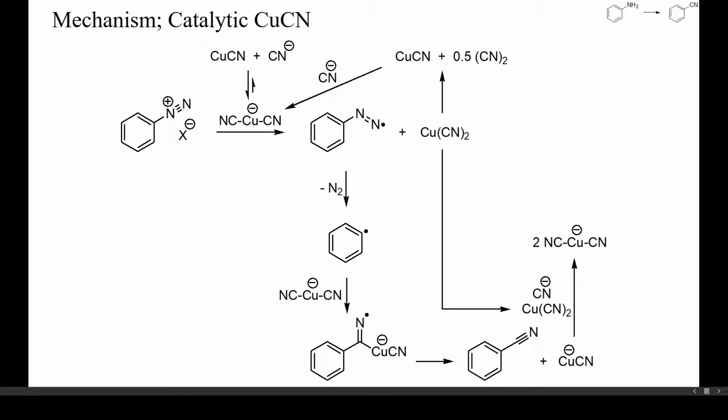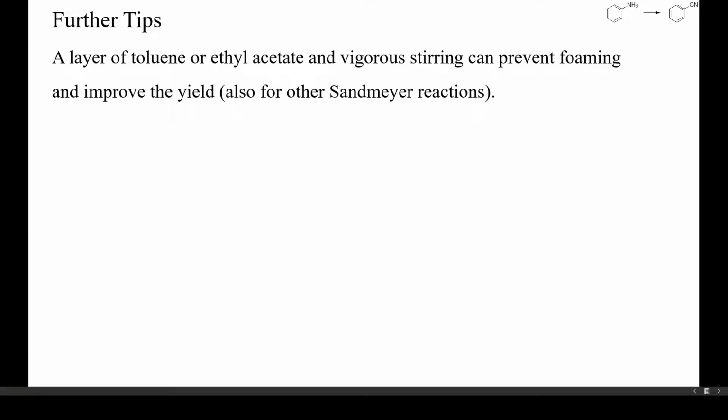If the concentration of copper cyanide is too low, the aryl radical will undergo other reactions and the yield of benzonitrile will drop. As mentioned, strong foaming can become a problem in these reactions, and a layer of some organic solvent may help to prevent the reaction mixture from creeping out of the reactor.